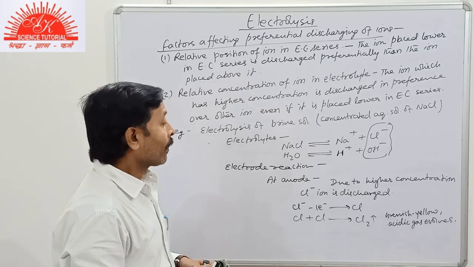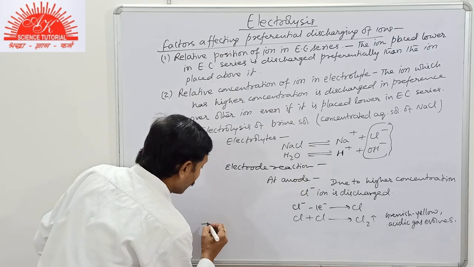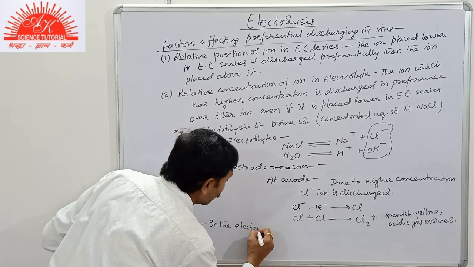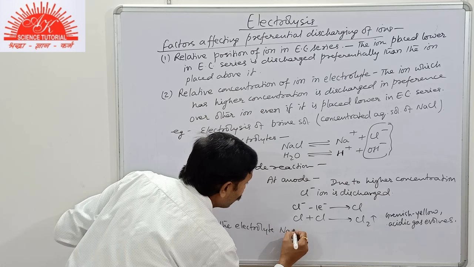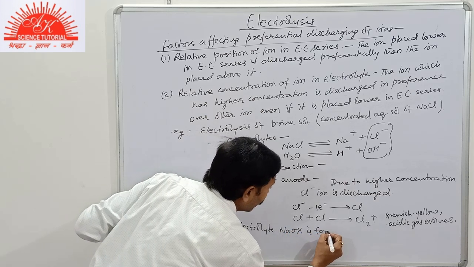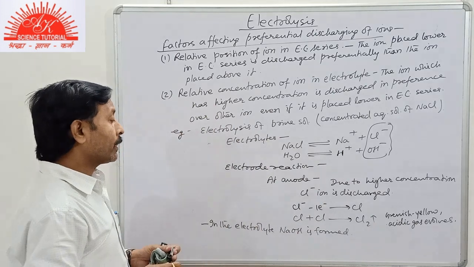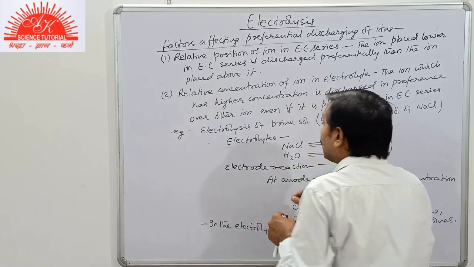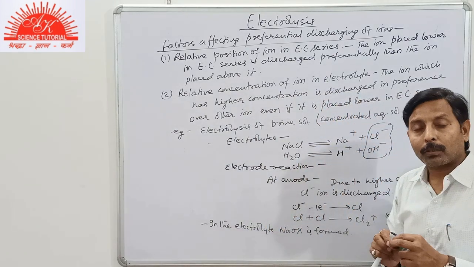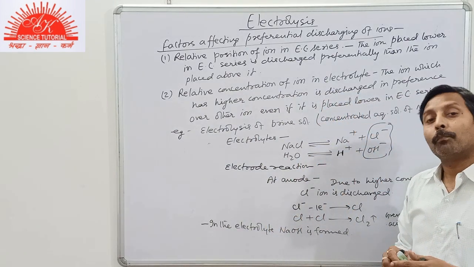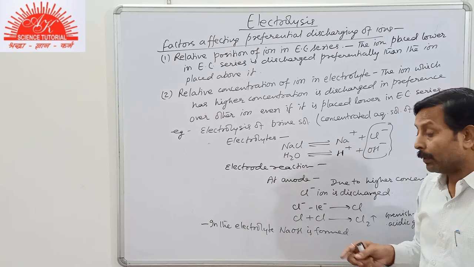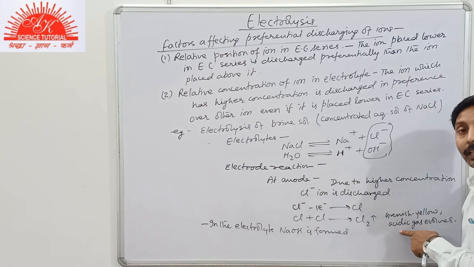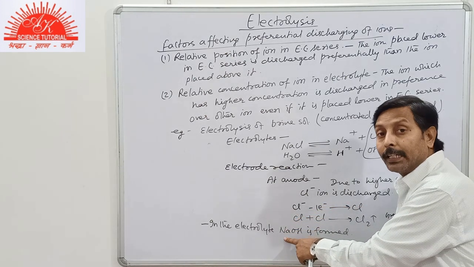Now students, actually in the electrolyte NaOH is formed, that is alkali is formed. Hence if you add litmus solution or litmus paper to the electrolyte, it will turn from red to blue, due to the alkaline nature of the electrolyte. Since chlorine gas is released here, NaOH alkali is also formed.